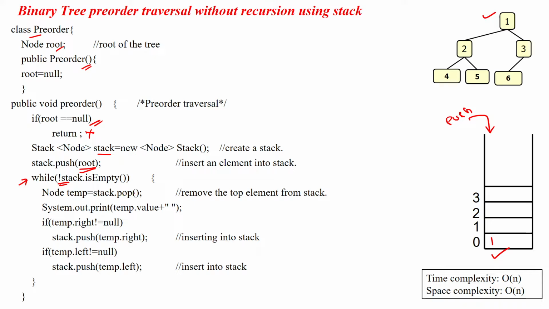The element is popped, so 1 is popped and assigned to temp. Now temp has the value 1. Now we print temp.value. Temp has three fields: left field, data field, and right field, right? In the data field it has 1, so temp.value, which is 1, is printed. So the preorder printed is 1.